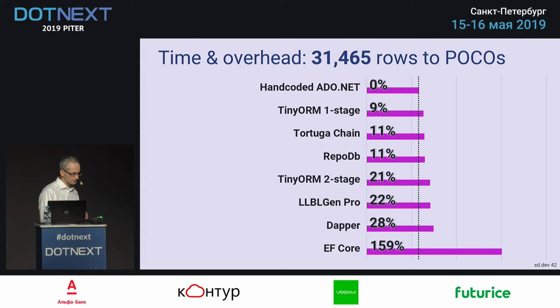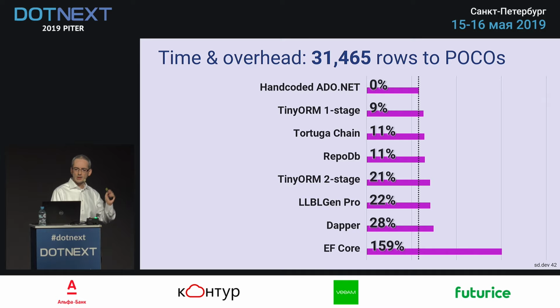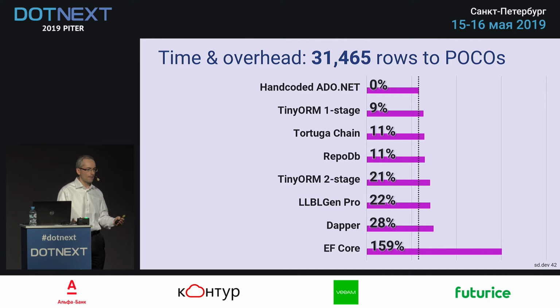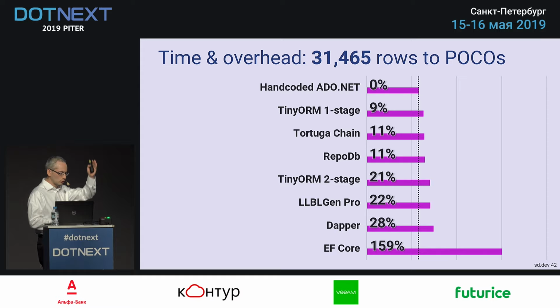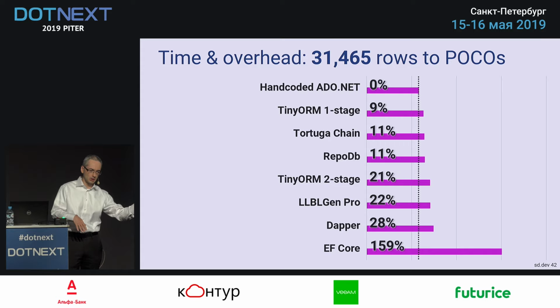So the way you interpret this graph is that the purple bars are the milliseconds, and you see this vertical black line that shows our baseline. So our baseline is essentially the winner of this benchmark, and right now the winner happens to be the hand-coded ADO.NET for obvious reasons. That's the fastest way to get everything materialized. And everything to the right of that dotted line represents an overhead compared to the baseline. And that overhead is that percentage that you see there. So ADO.NET has 0% overhead, and everything else has a corresponding percentage overhead. So that's how you read this graph.